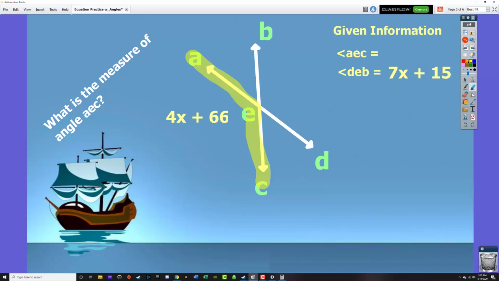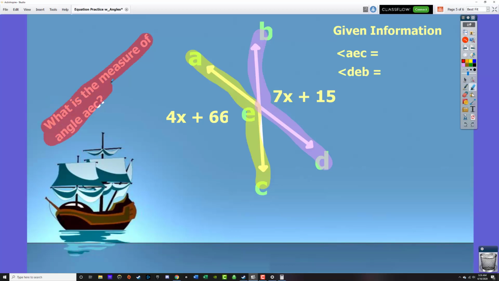And angle DEB is equal to 7x plus 15. And the problem is asking us, what is the measure of angle AEC? So we need to know what x is equal to in order for us to figure out the exact measurement.